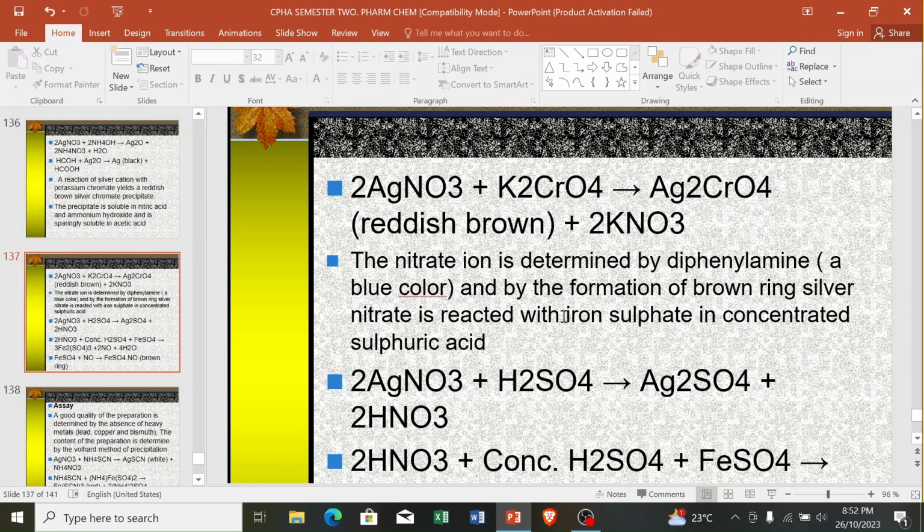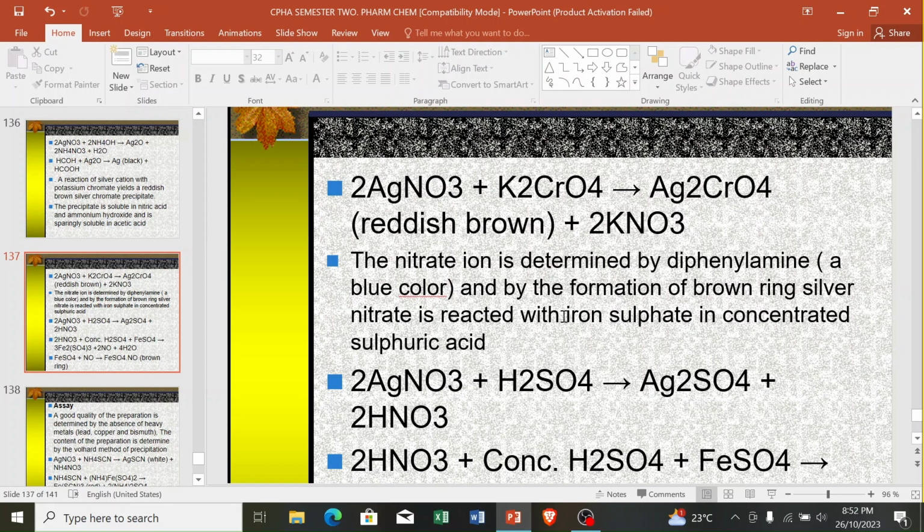So we have three reagents. When the examiner gives us a question asking how to carry out identification tests of the following ions, you can either use potassium chromate, you can use formaldehyde, or you can also use HCl, that's hydrochloric acid or hydrogen chloride. You don't use all of them, okay?